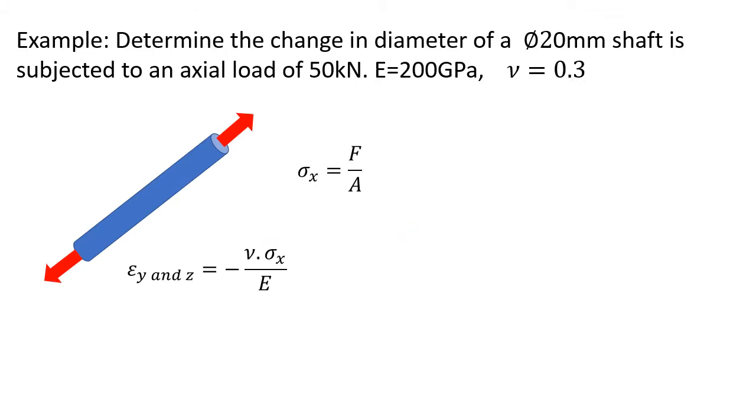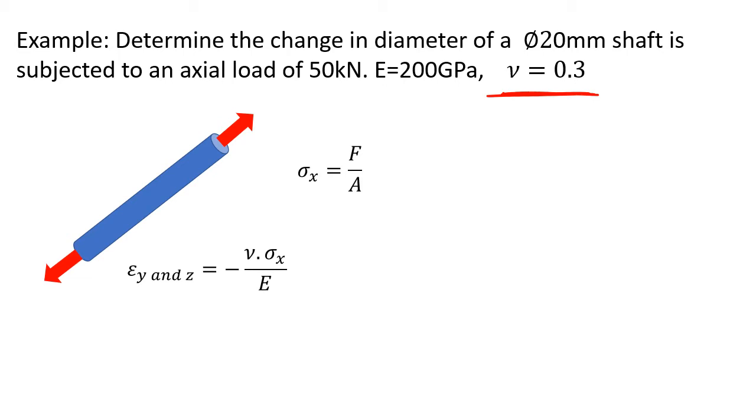Let's look at an example then. So we've got a bar here, diameter of 20 millimeters, and it has an axial load of 50 kilonewtons. It's made of steel, it's got a Young's modulus of 200 gigapascals, and here we've got a Poisson's ratio, which is typical for steel, of 0.3. So we need to find out what the change in diameter is.